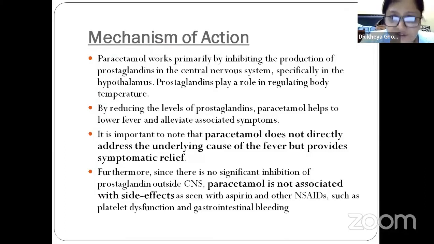Furthermore, since there is no significant inhibition of prostaglandin outside the CNS, it doesn't have the associated side effects. So it is mainly working on the prostaglandin produced in the brain, and thus it is decreasing the fever. So it is not associated with the other side effects seen with aspirin, ibuprofen, and other NSAIDs, such as platelet dysfunction and GI bleeding.